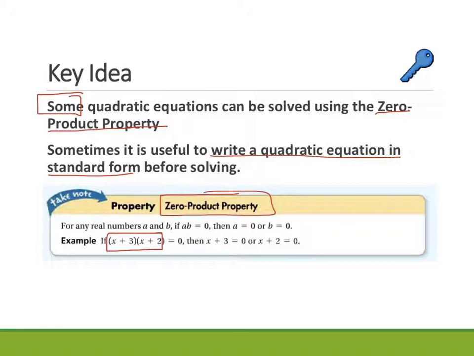Now the zero product property states that whenever you're multiplying two factors, the only way to have a product of zero is if one of the two factors is zero. For instance, 3 times 0 is 0 because one of the two factors is 0. Likewise, 0 times negative 4 is 0 because the first factor is 0. This idea, the zero product property, enables us to solve quadratic equations that are in factored form. And we're going to use this method to solve the following problem.